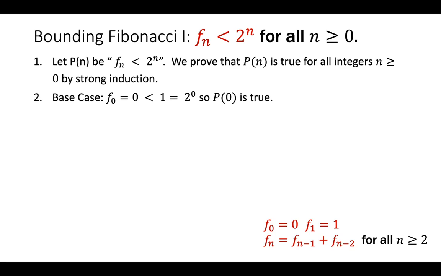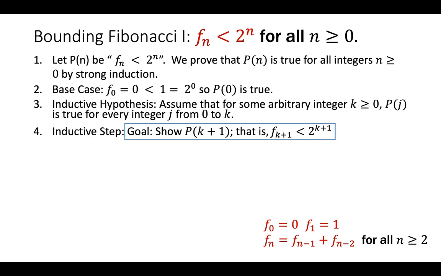The base case will start from 0. F0 will be 0 and 2 to the 0 will be 1. So anyway, that is greater than 0. It is true. Next step, we want to assume the previous step, P of j, will be true. Then we want to prove P of k plus 1.